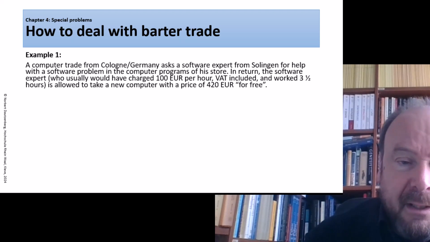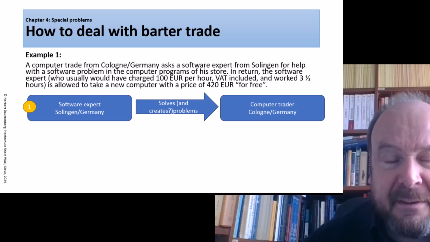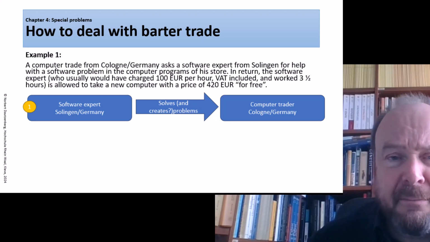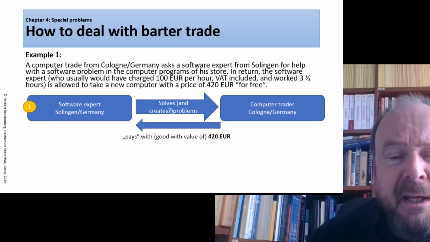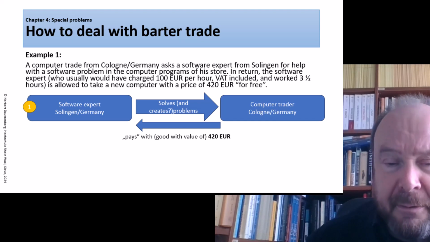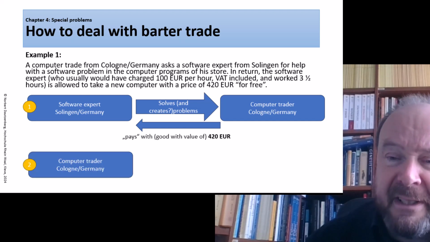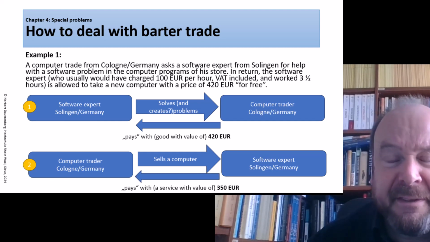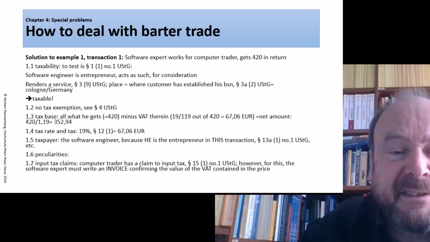So let's begin. We have the software expert, Solingen. He gives his work to the computer trader, so he solves problems, and perhaps if he's a very average computer expert, he also will create some new problems by his work. He is paid with 420 euro because that's the value of what he gets. Number two is the computer trader sells a computer to the software expert, and what he gets is advice with a value of 350.